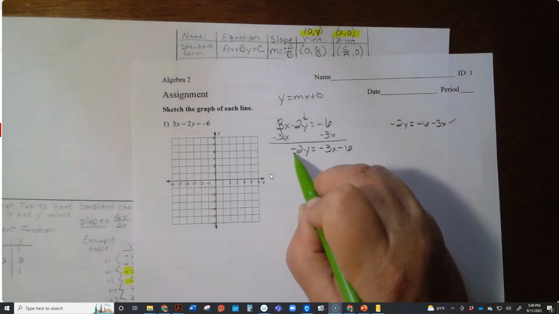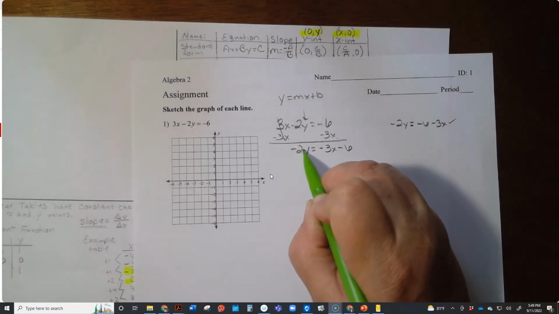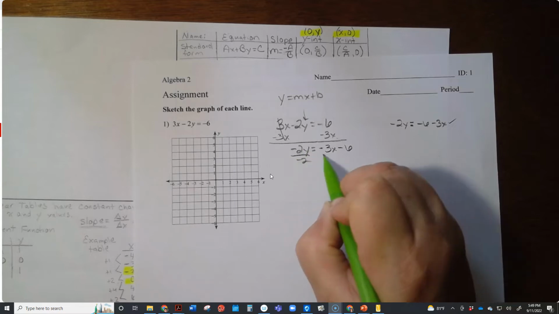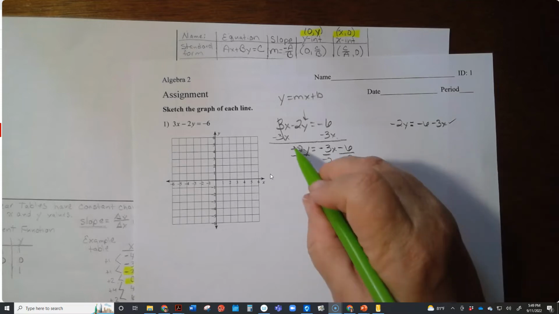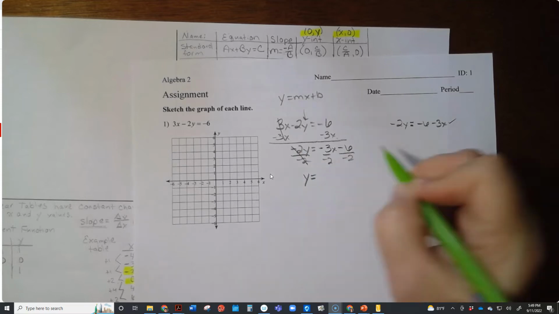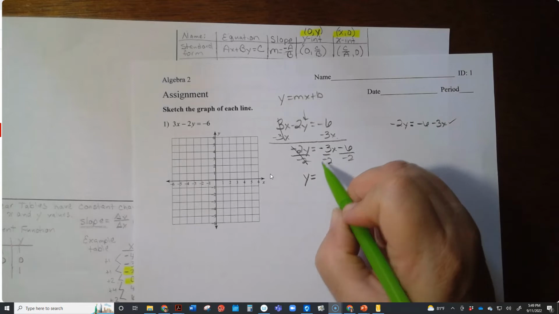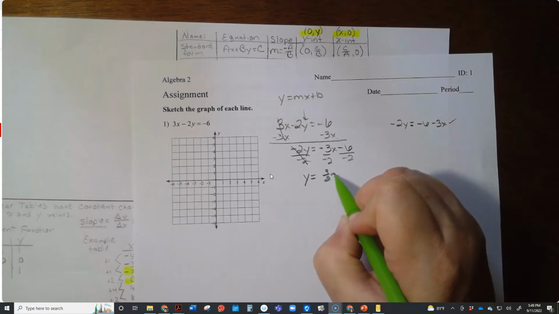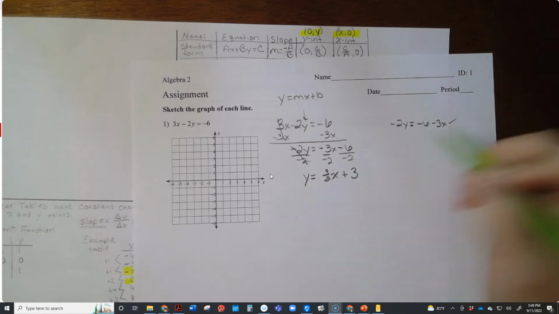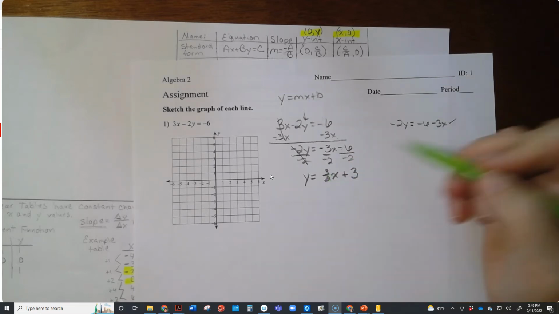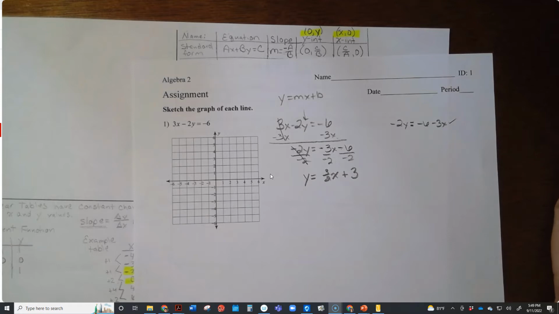How do you undo negative 2 times y? Well, you divide. And if you divide this side by negative 2, you're going to divide the other side by negative 2. That leaves me with y equals a negative divided by a negative is a positive. And a negative divided by a negative is a positive. And 6 divided by 2 is 3. I can't simplify this. 3 over 2 doesn't reduce. So I'm simply going to leave that like that.